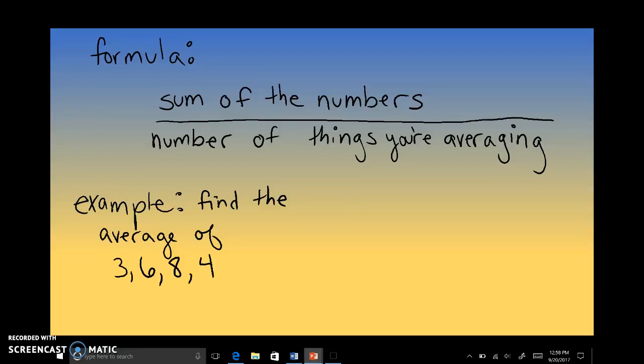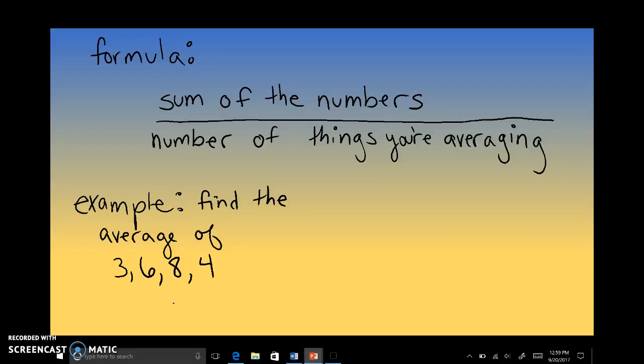Now that we have the formula, let's talk a little bit about what it means. First here it says the sum, and we need to think about what that special terminology sum means. That means the answer to an addition problem. So that means we're going to add all of our numbers. This bottom line tells you the number of things you're averaging. So that would be, in this example, we have 1, 2, 3, 4. We are averaging 4 different numbers.